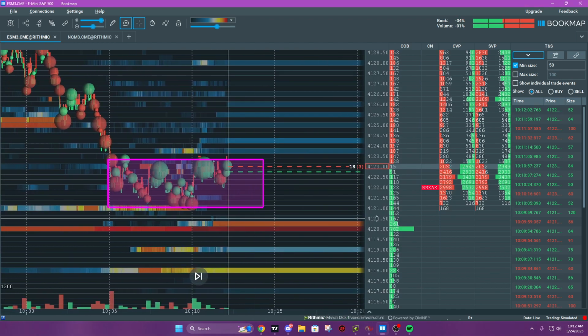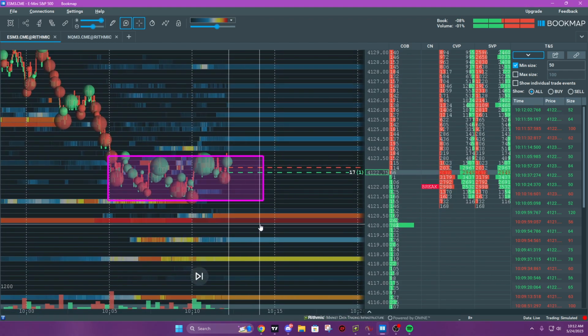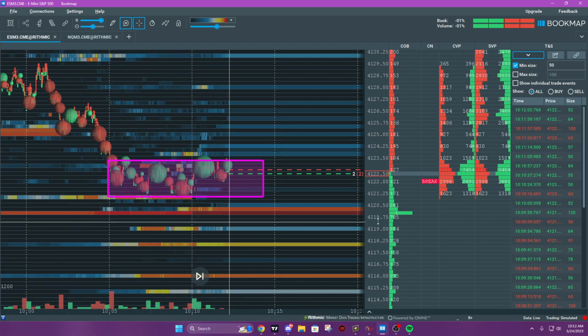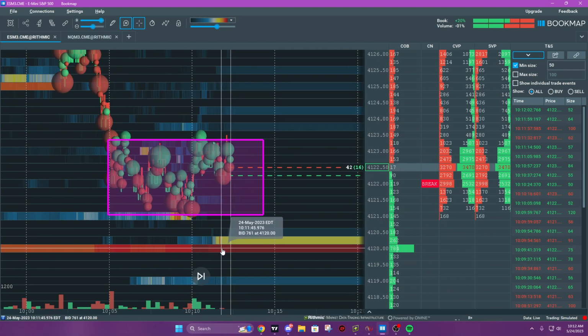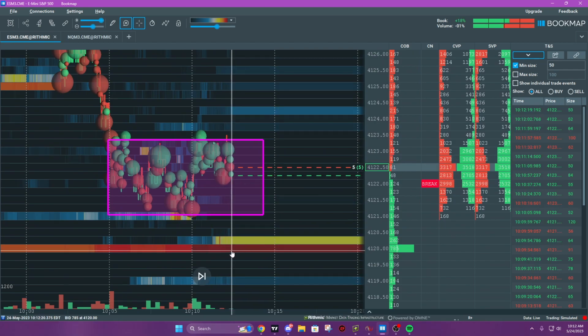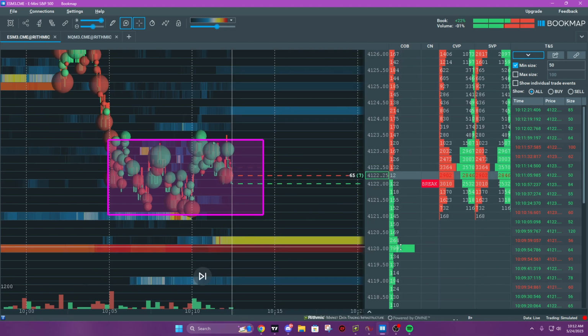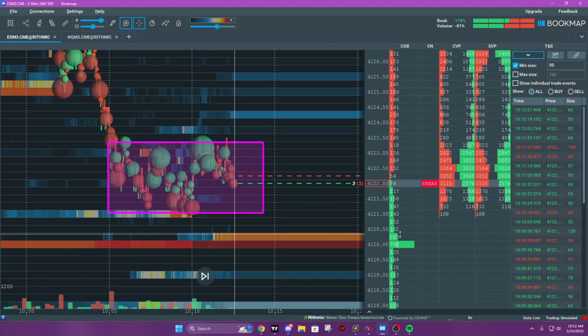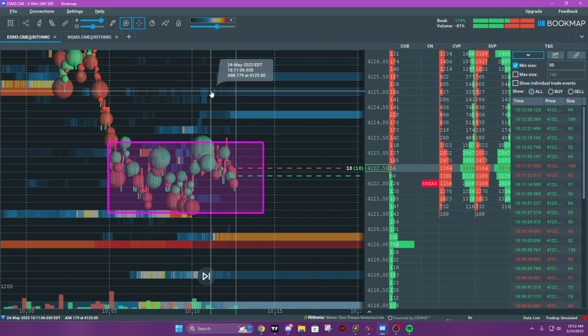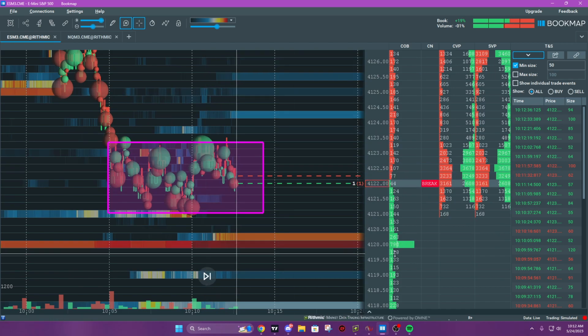Look at 4120 acting as a big level now. There's 700 contracts, right? 750 lots. Actually, 800 lots sitting here. So there's big buying here, so it's probably going to be pretty hard to break. So watch that. And there's also 260 at 4120.25. Again, there's a little white line right here. You see that little white line? Nice order.